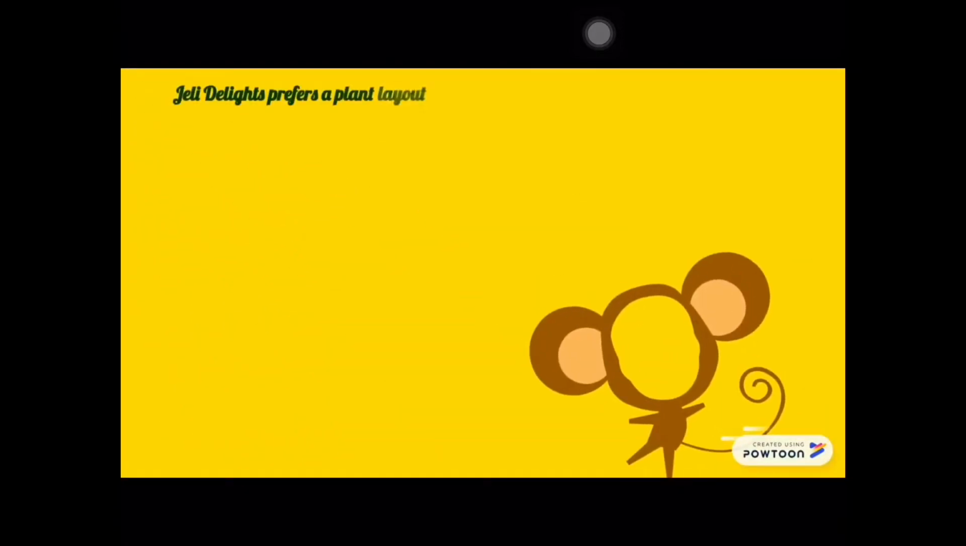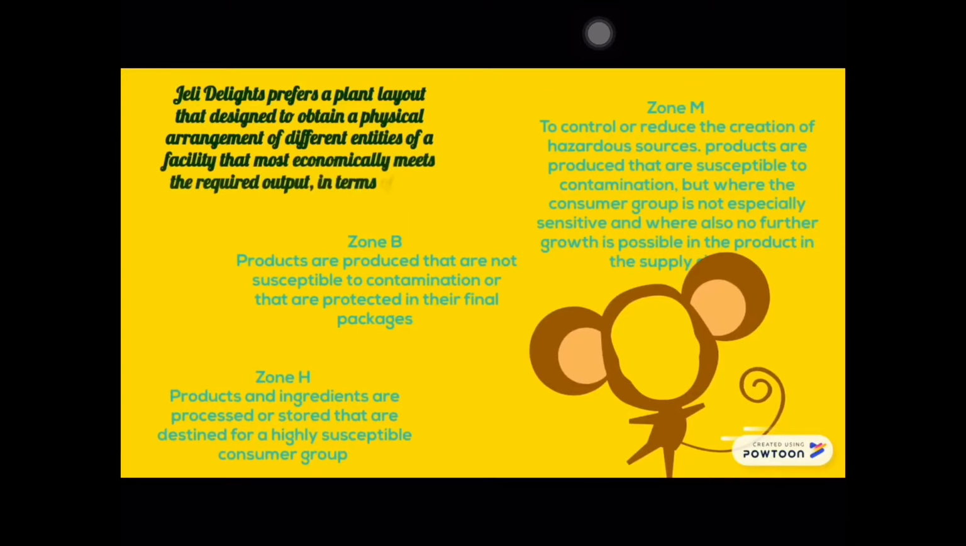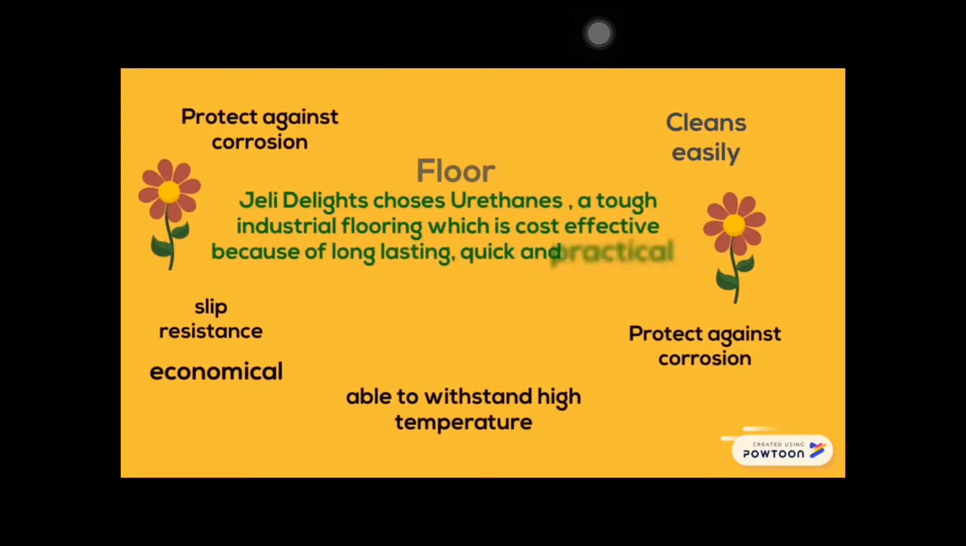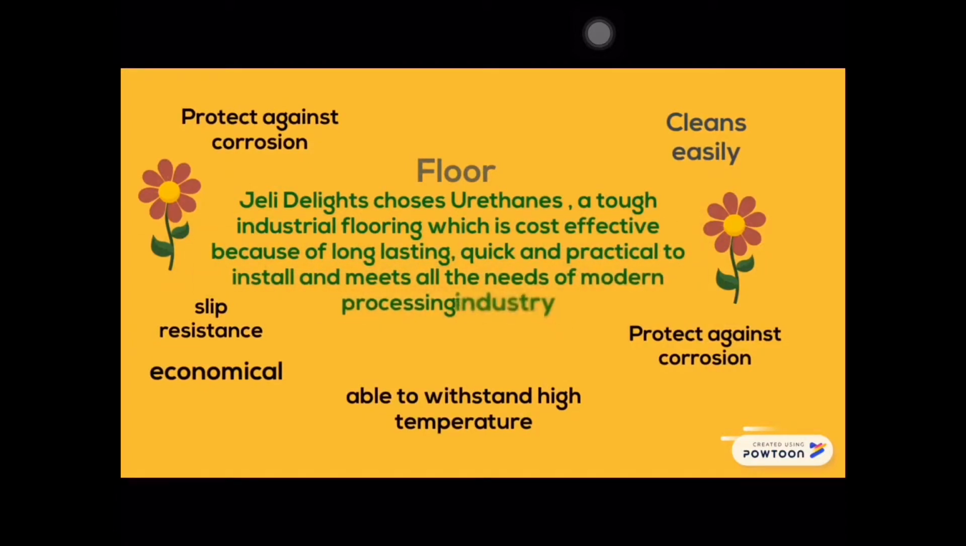Jelly Delights refers to a plant layout that is designed to obtain a physical arrangement of different entities of the facility that most economically meets the required output in terms of both quantity and quality. Choosing a type of flooring for an industry is very important. Jelly Delights chooses epoxy, a tough industrial quality flooring which is cost-effective because of long-lasting, quick, and practical to install and meets all the needs of the modern processing industry.